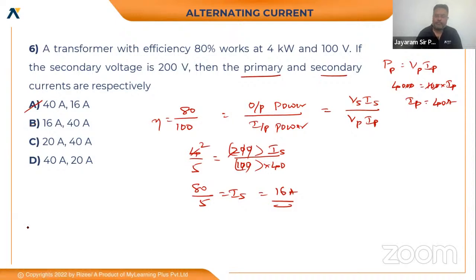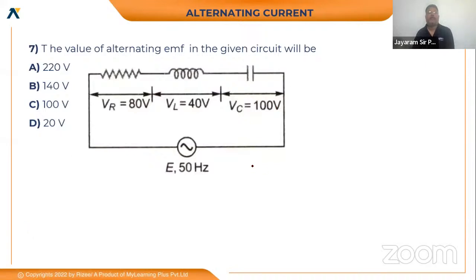Next one. The value of an alternating EMF is given in the circuit. So what is the value of E? E is equal to, just now we have written, root over VR square plus VL minus VC whole square. So substitute them please.